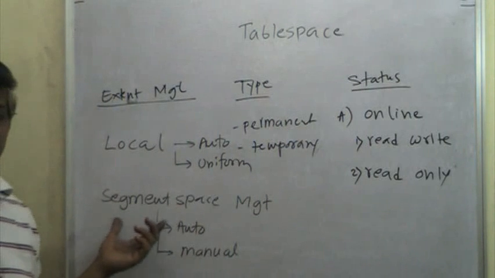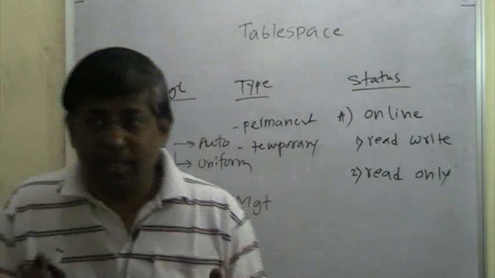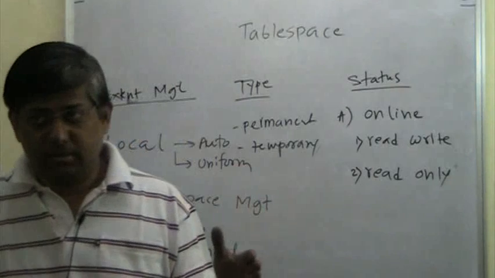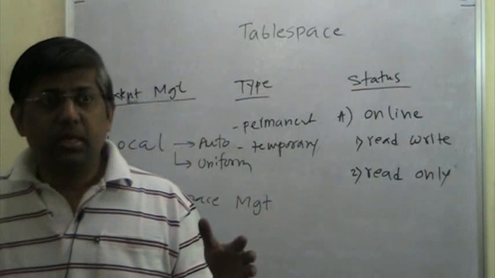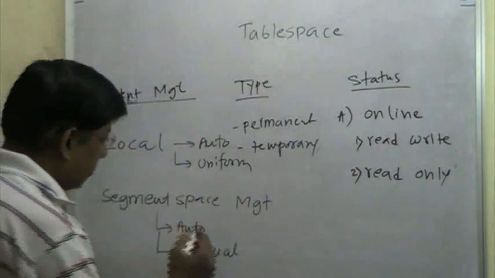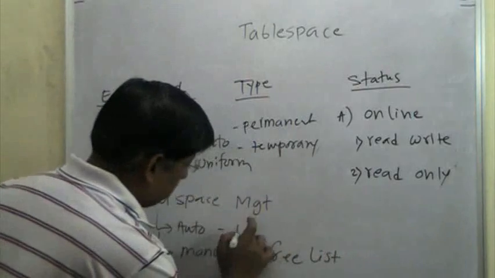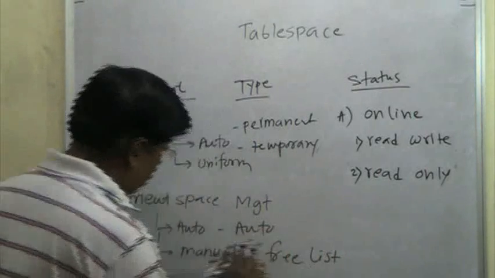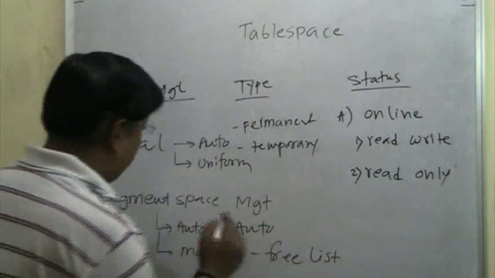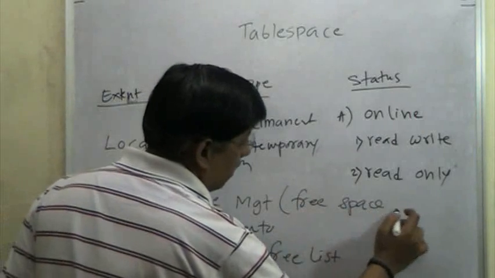The management of the free space. Now this is an important thing. The management of the free space in that segment is done automatically or is done with the help of what is called a free list. This is auto, automatic, and this is for free space, free space in a segment.